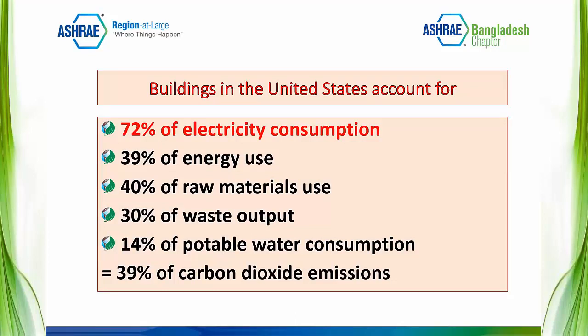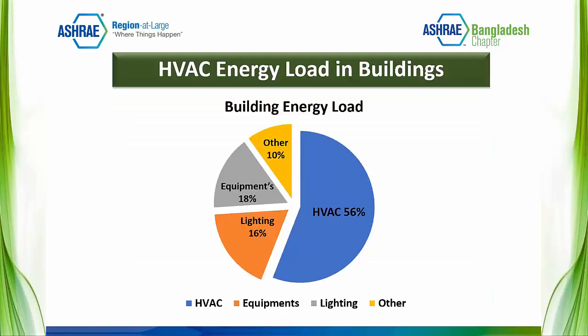Okay, why? Buildings do a lot of things. Buildings use energy, use raw materials. It has the worst output. It uses potable water. So everything together, 39% of carbon dioxide emission is coming from the building. Out of that building's emission, 56% is coming from the HVAC. 16% is coming from the lighting, equipment 18%, other 10%.